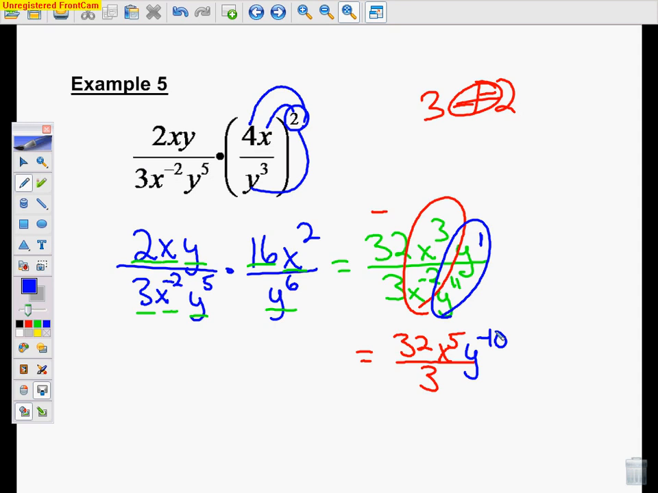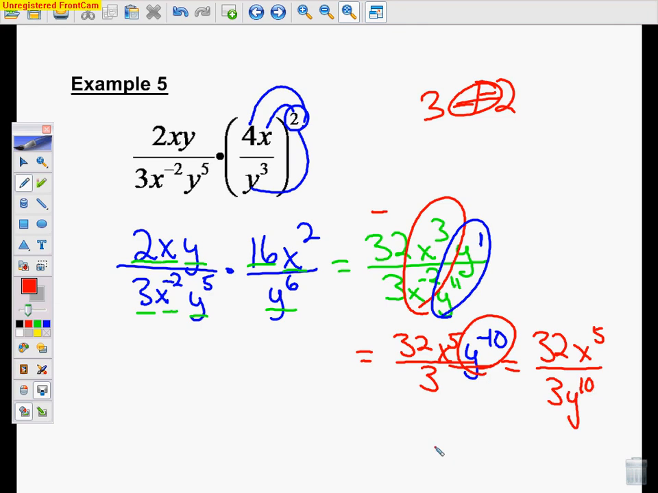Now, can we leave our answer like this? No, because we have a negative exponent involved. So everything that has a negative exponent, we have to move. Okay, the 32, that stays where it's at. X to the fifth, that stays where it's at. The 3 on the bottom, that stays where it's at. The only thing that's moving is this y to the negative 10th. It moves to the bottom and becomes a positive exponent. All right, and there we go.